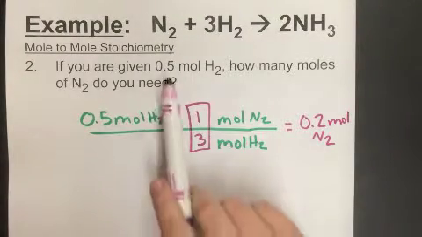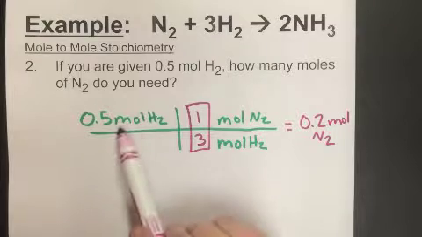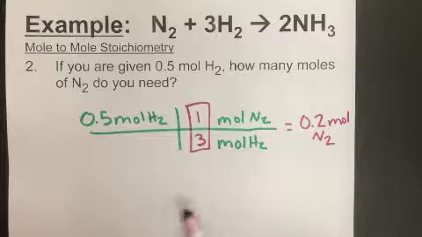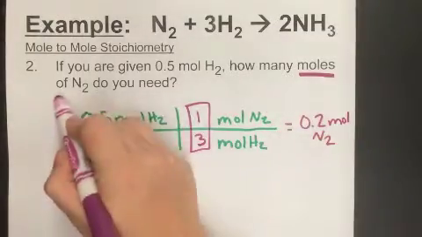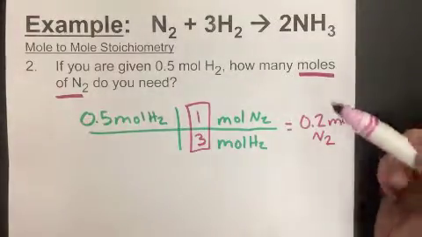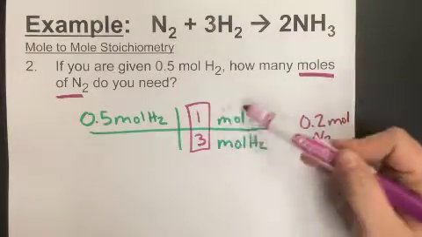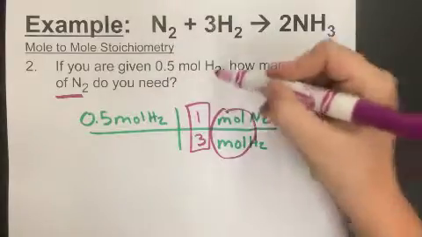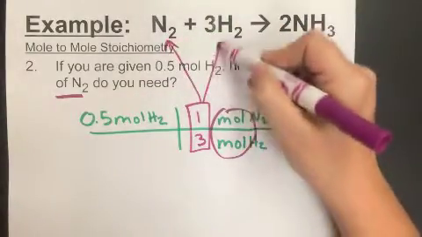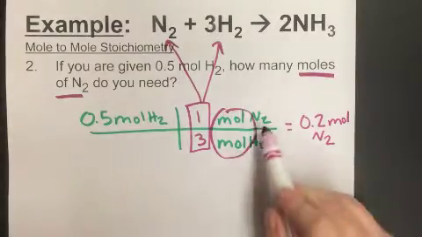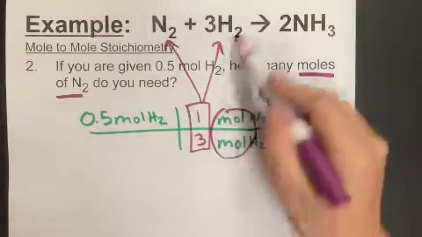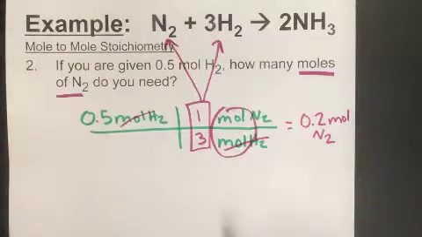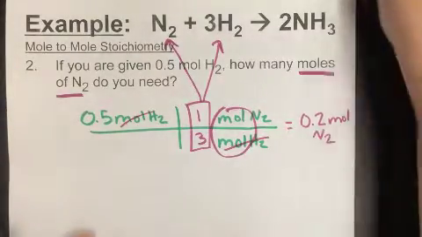So again, you start with your given, 0.5 moles of H2. You have moles of H2 on top, so you're going to put moles of H2 on the bottom. Whatever you're trying to get to goes on top, so in this case, moles of N2 goes on top. Then recognize that you have mole on top of mole here. Whenever that happens, you have to look back at the coefficients of the chemicals given to you. So N2 is 1, H2 is 3. Moles of H2 cancel, multiply the top, divide by the bottom, and you get 0.2.